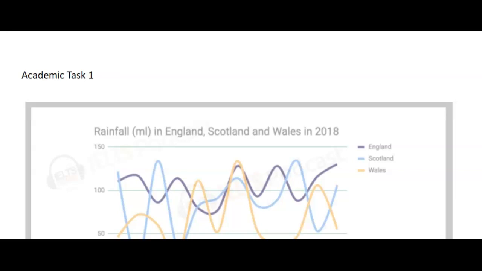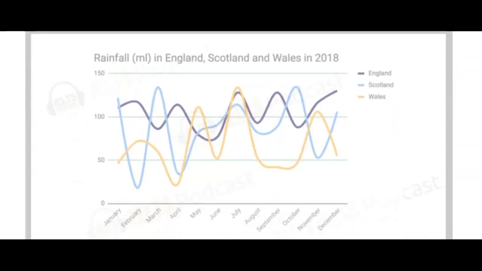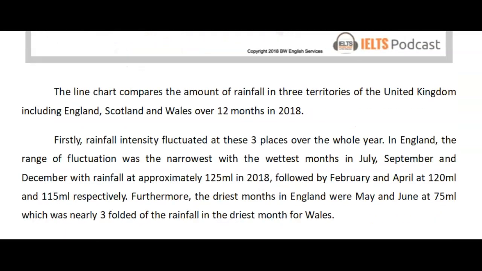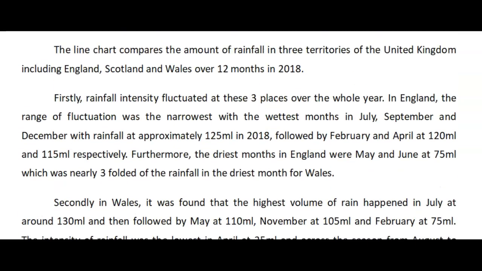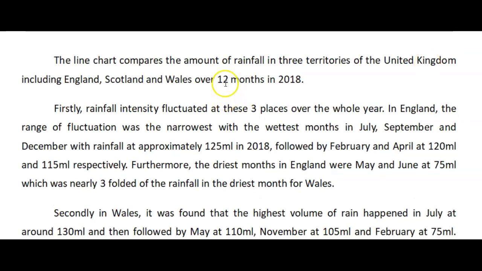Vienna, let's take a look at what you've done in this set of essays. We've got the rainfall line graph. The line chart compares the amount of rainfall in 3 territories of the United Kingdom, including England, Scotland, and Wales over 12 months in 2018. Okay, so it's actually called a line graph.